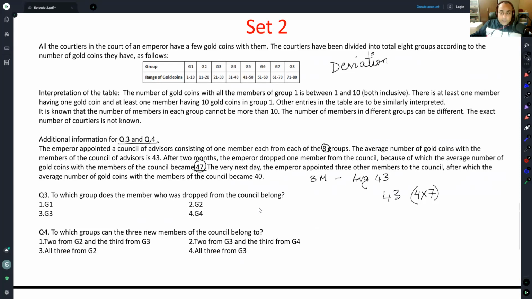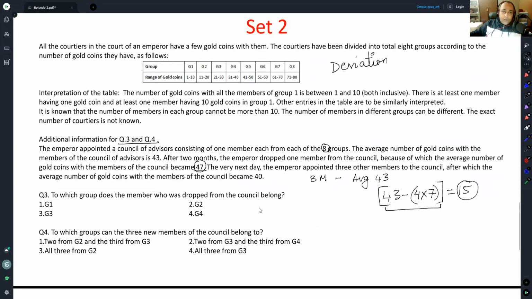So the person who was eliminated had a deficit of 28 from the average. So when he leaves, that deficit is now gone. And therefore, that person who is leaving the group had 15 coins with him. The person who has been dropped from the council had 15 coins with him.